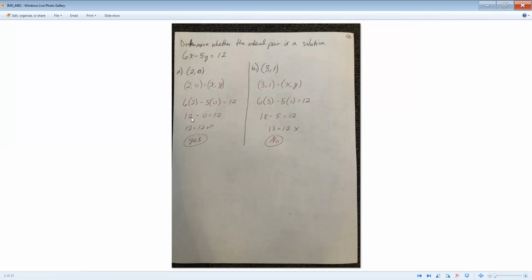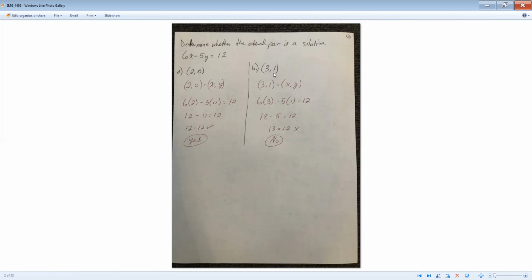So 6 times 2 is 12, 5 times 0 is 0, 12 minus 0 is 12, so 12 is equal to 12. That means that 2, 0 is a solution of the equation. And each equation has more than one ordered pair that is a solution. You have an infinite amount of ordered pairs that are solutions for that equation. So 2, 0 is just one of them.